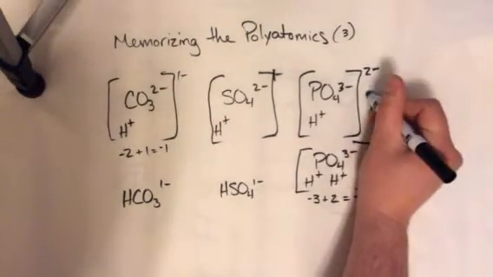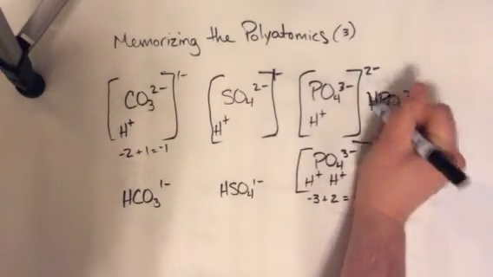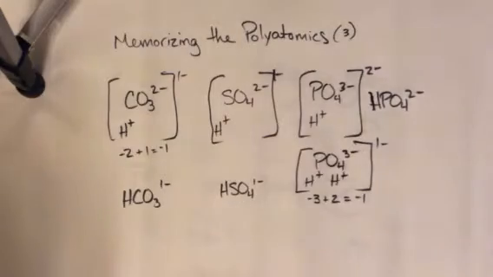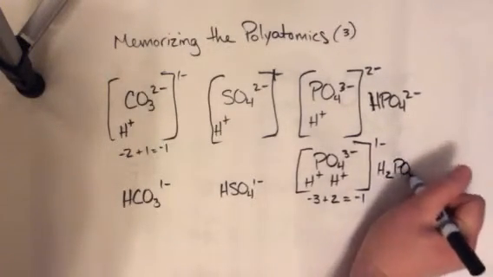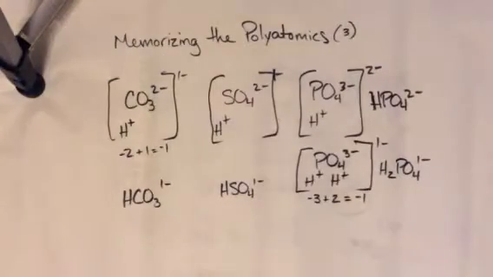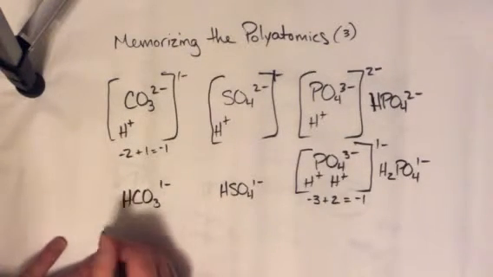This one over here is HPO4 2 minus. And then this one would be H2PO4 1 minus. So what we're doing here is we're adding an H plus ion to a pre-existing polyatomic. It makes a brand new polyatomic. Watch the naming. It's very straightforward. Hydrogen carbonate.